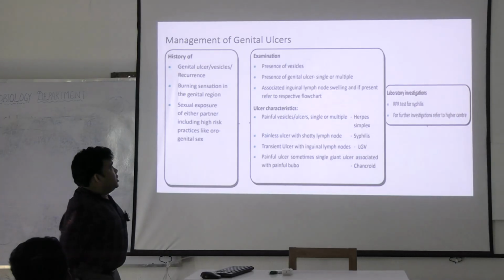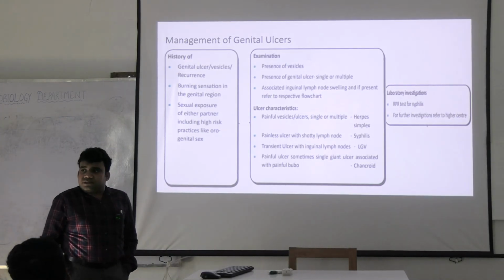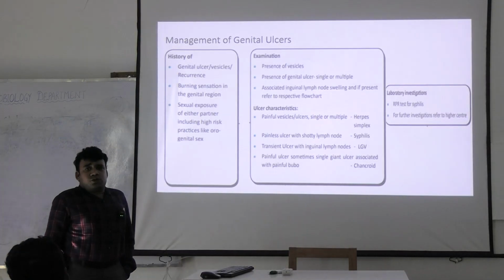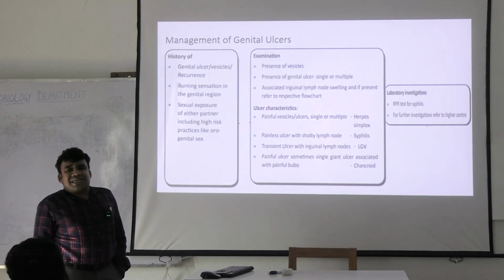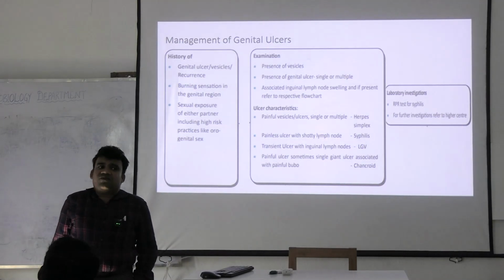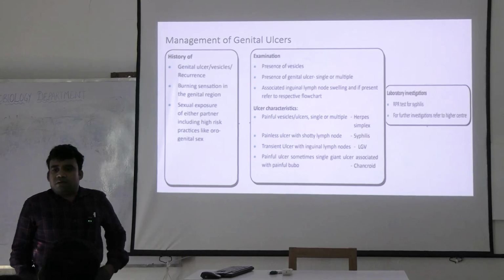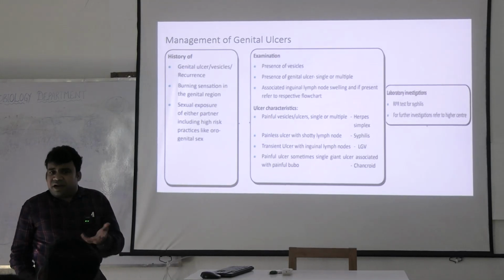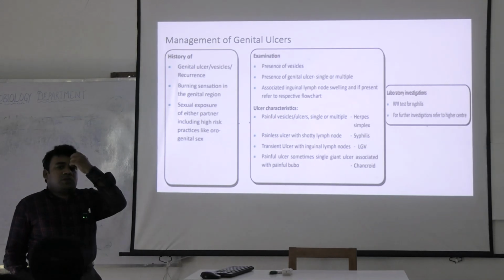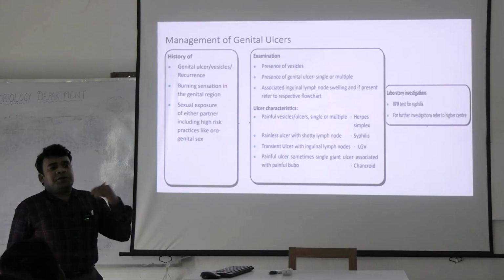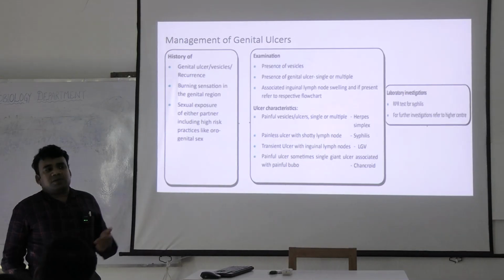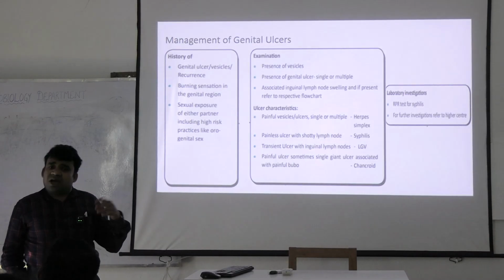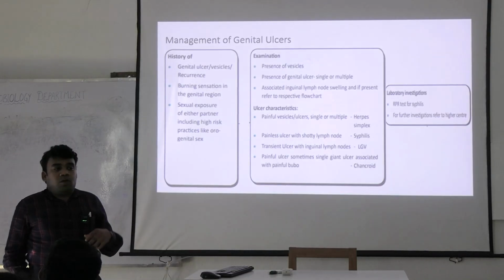Now we have to take the history of the ulcers. The first thing we need to know is the type of ulcer, whether it's a vesicular ulcer or a recurrent ulcer. If it is herpes, there will be repeated infection. What will the patient say? It happens often, or it has happened before. What is a vesicle?